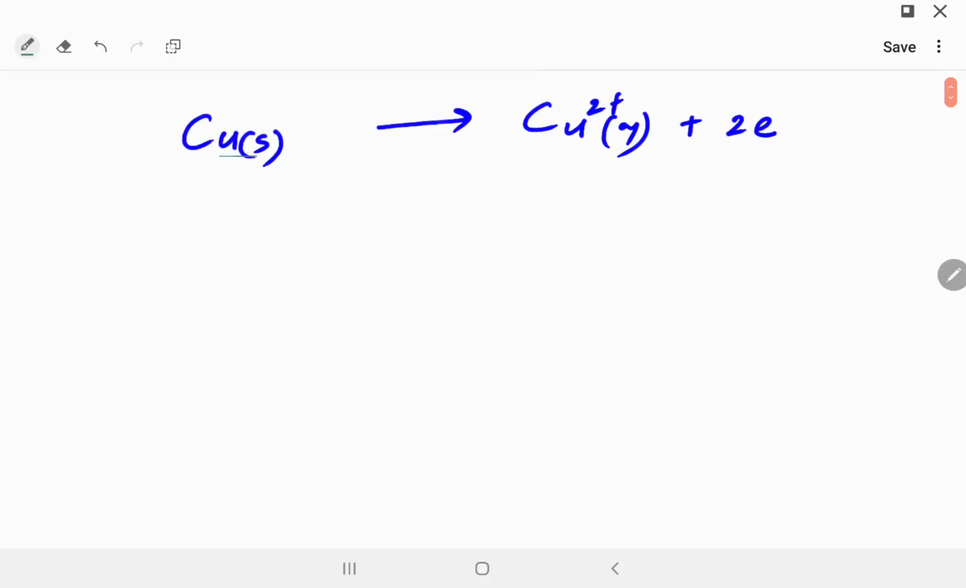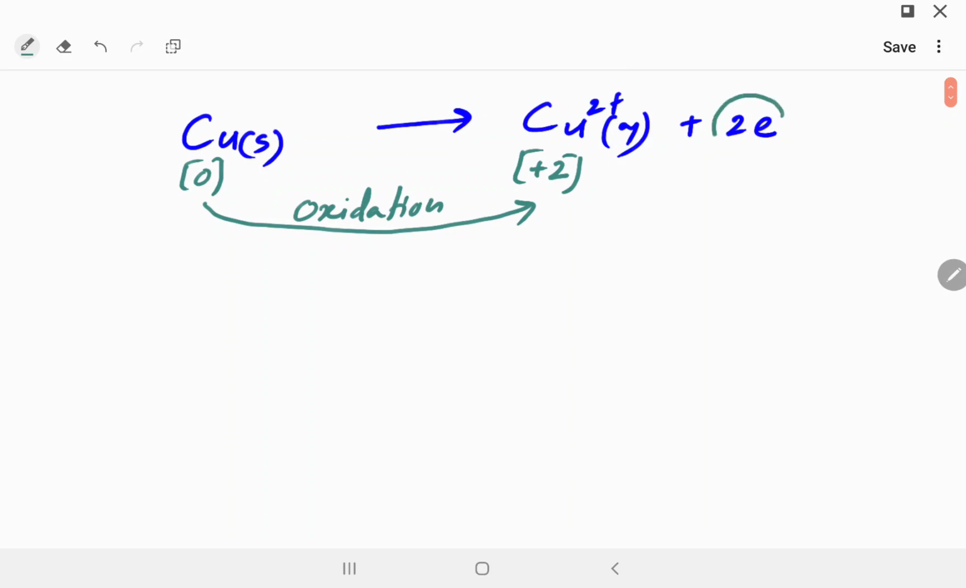Okay, you first take the oxidation numbers. So this is 0 and this is plus 2, okay? What is the difference between 0 and plus 2? 2, right? So this right here is your oxidation, and the difference between oxidation numbers is 2. 0 to plus 2, difference is 2. And during oxidation you are losing that many electrons, which means 2 electrons, the difference between the oxidation numbers, okay? So this is your oxidation.